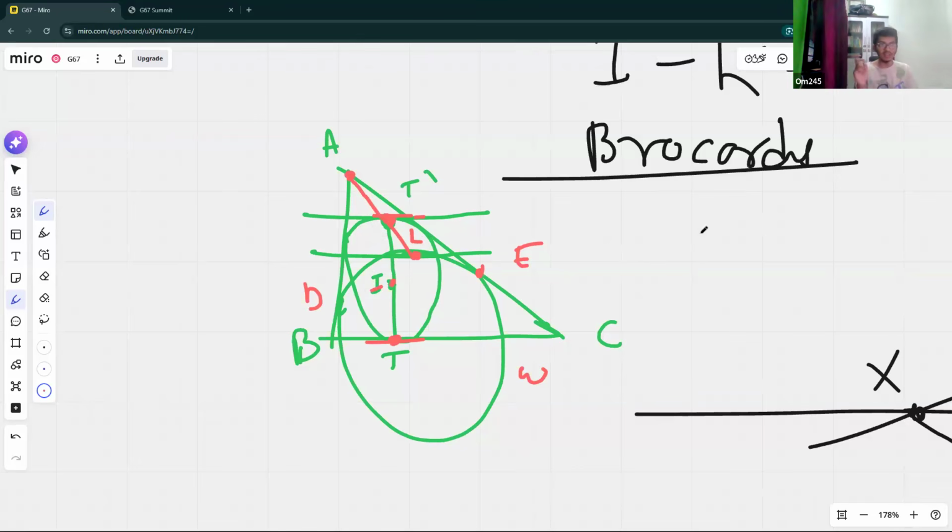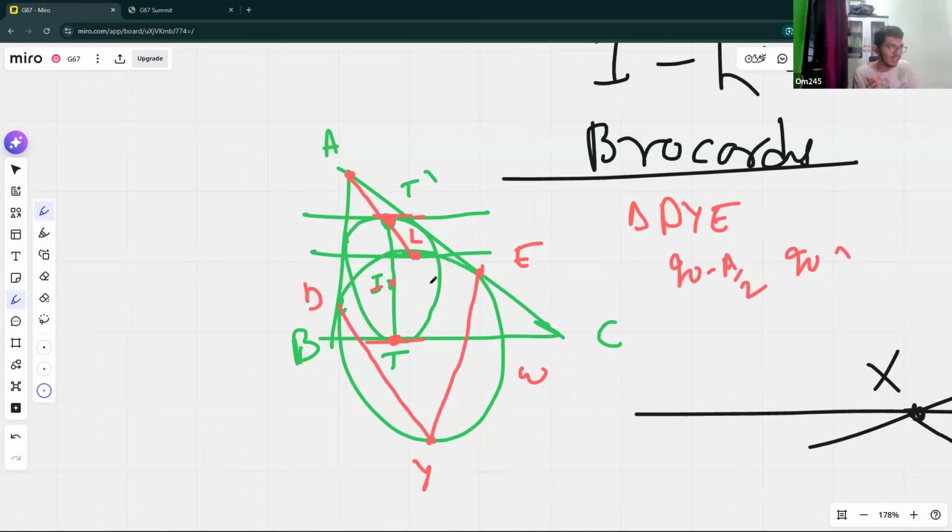Now, the best thing Nishan noticed, I think, was that this triangle DYE is similar to the intouch triangle, because the angles of DYE are 90 minus A by half, 90 minus B by half, 90 minus C by half. Because this tangency also follows, these two are actually similar. I don't have a nice point, but yeah.